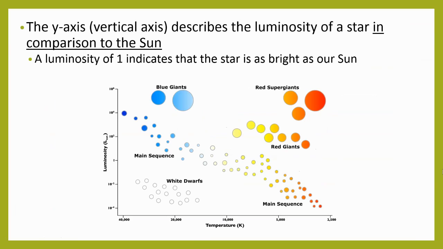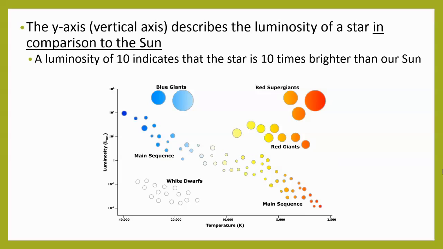Okay, so along the y-axis, which remember is the vertical axis of our graph, we are describing the luminosity of the star in comparison to our sun. So a luminosity of 1 indicates the star is as bright as our sun. So if I kind of draw that imaginary line going across from left to right at a luminosity of 1, all of those stars would have about the same brightness as our sun. Now, anything that is above that green line is going to be brighter than our sun, and anything that is below that green line is going to be dimmer than our sun.